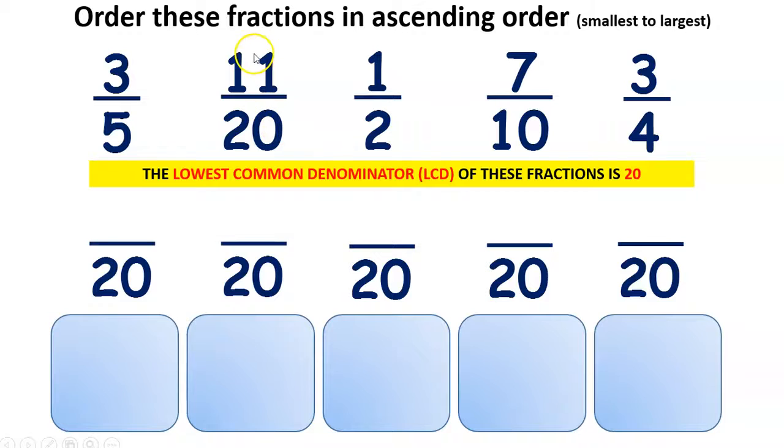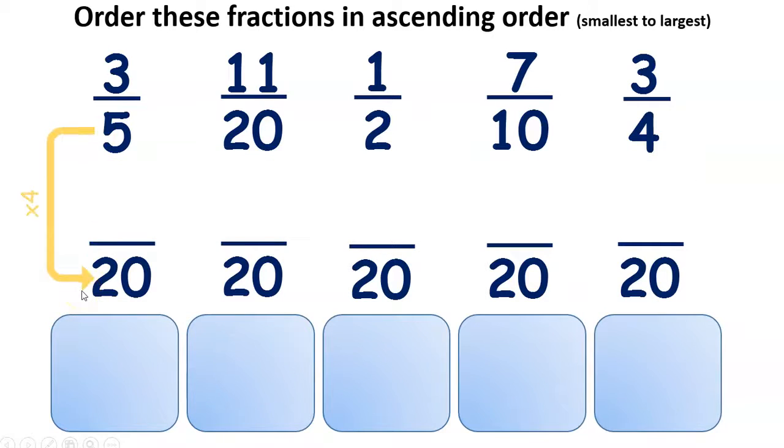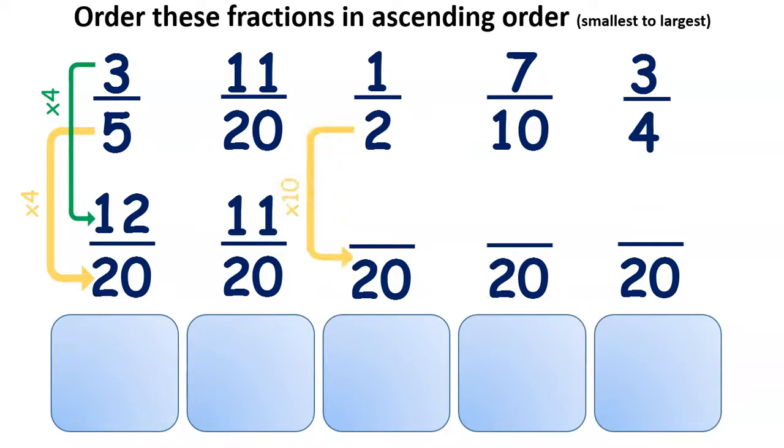I obviously don't need to change the 11/20 because that's already correct. But I asked myself, what did I multiply 5 by to make it into a 20? Well, we know that 5 times 4 is 20, so I must multiply my numerator by 4. So 12/20 is equivalent to 3/5. 11/20 is going to stay the same. Again, what do I multiply 2 by? In order to make it 20, I need to multiply it by 10. Therefore, my numerator must be multiplied by the same amount. So 10/20 is equivalent to 1/2.